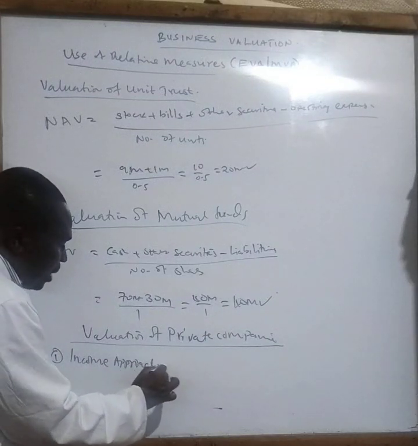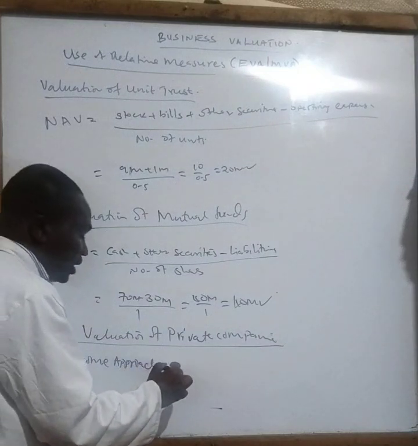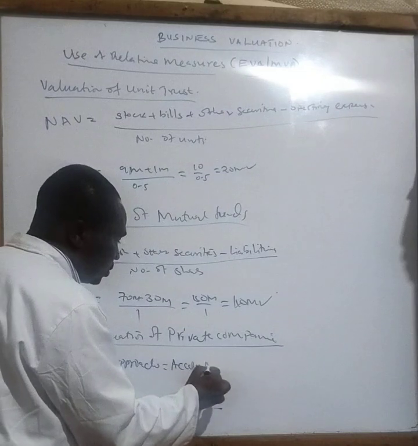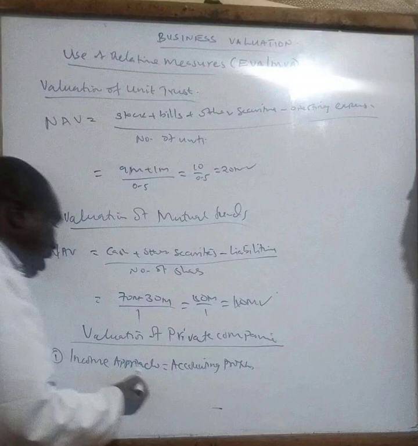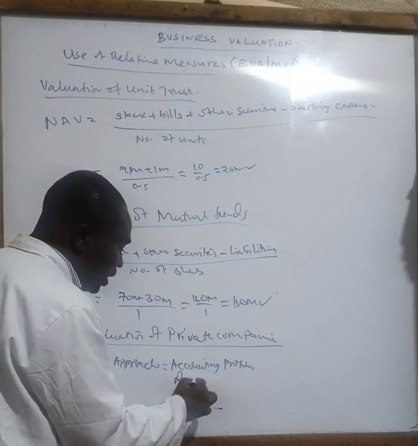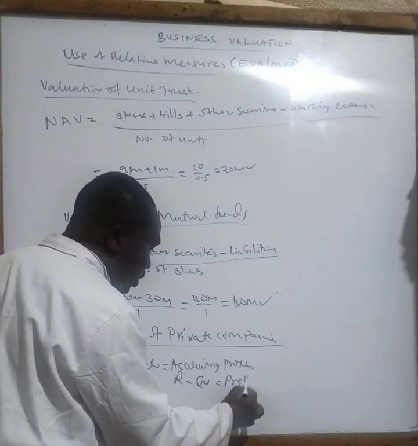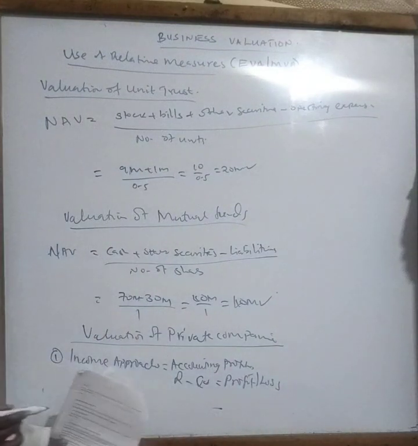When you talk about an income approach, it is just an accounting concept. This is purely a calculation using profit, accounting profits. So when they say income approach is accounting profits, you take revenues minus all the costs. You get what you call profit or loss. So that is what you call the income approach.